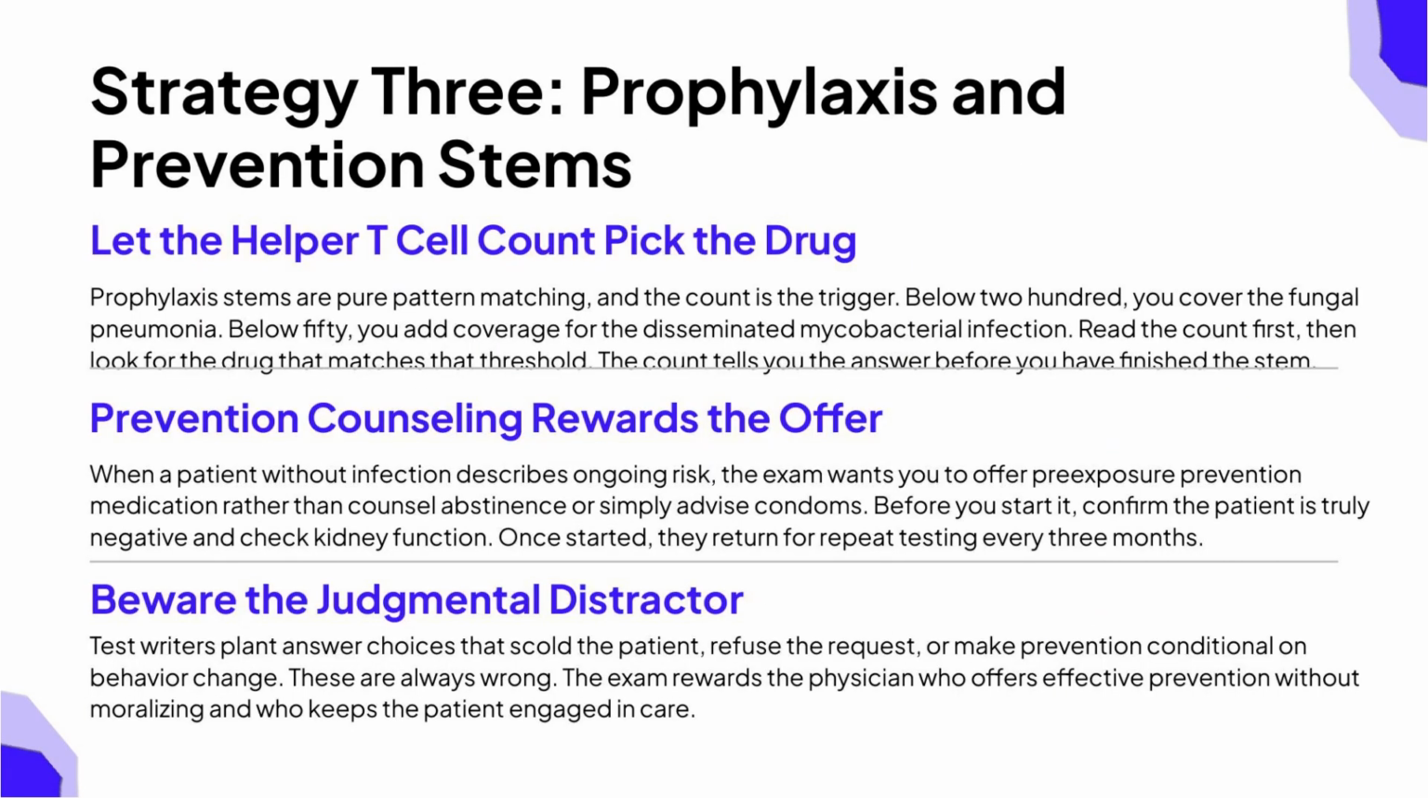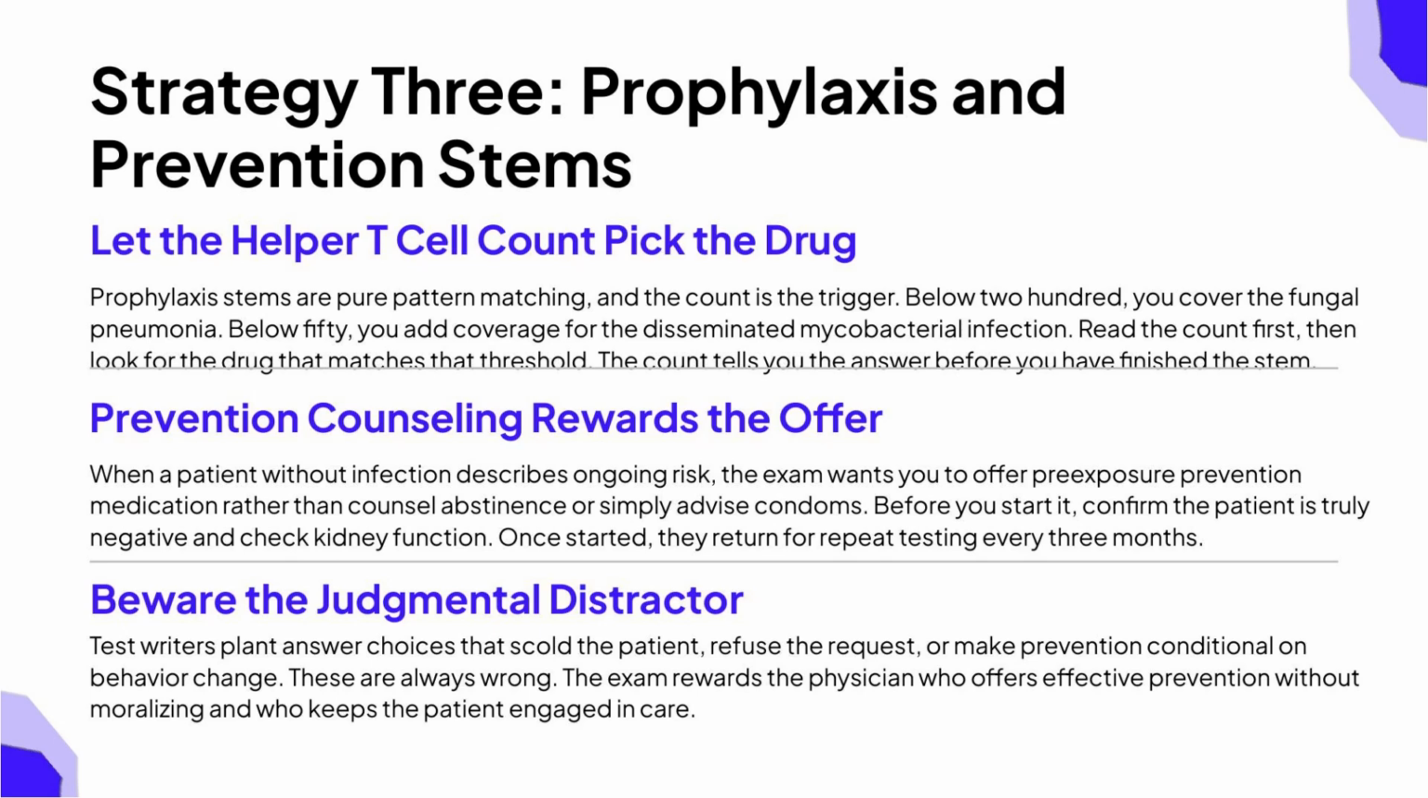Archetype 3 covers prophylaxis and prevention. Prophylaxis stems are pure pattern matching, and the count is the trigger. Below 200, cover the fungal pneumonia. Below 50, add coverage for the disseminated mycobacterial infection on top. Read the count first, then find the choice that matches that threshold.